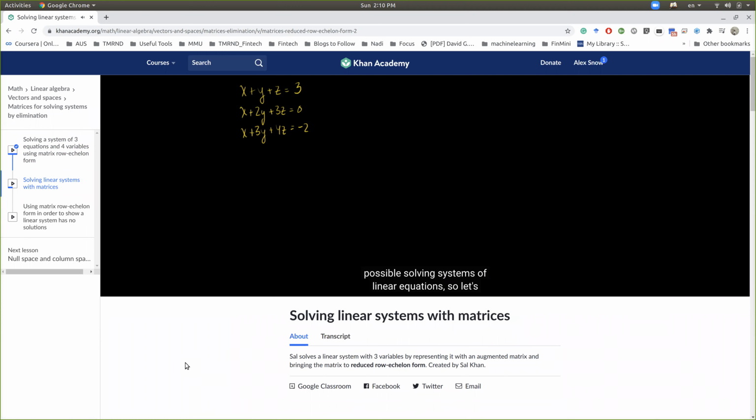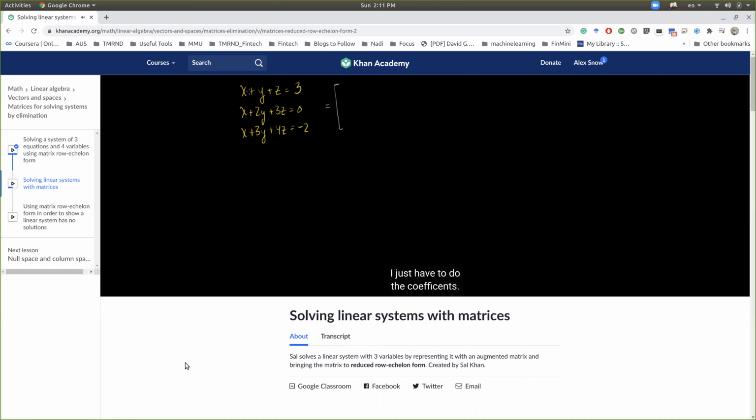So let's solve this one. What I'm going to do is solve it using an augmented matrix, and I'm going to put it in reduced row echelon form. So what's the augmented matrix for this system of equations? 3 unknowns with 3 equations. So I'll just have to do the coefficients.